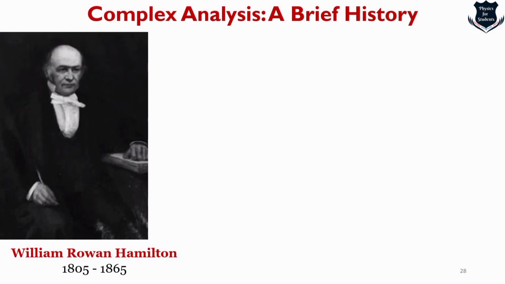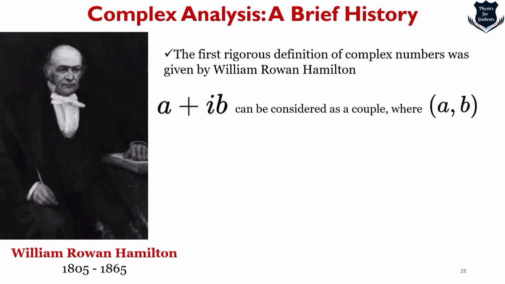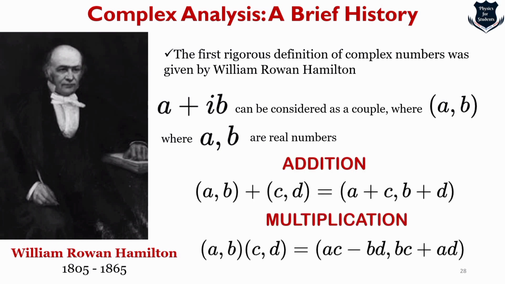Now, the first rigorous definition of complex number was given by the Irish mathematician William Rowan Hamilton in 1833. He proposed to the Irish Academy that a complex number a plus ib can be considered as a couple (a, b) with a and b as real numbers. Then he defined it as this one, which is the addition rule, and this one as the multiplication rule. This is in fact an algebraic definition of complex number.